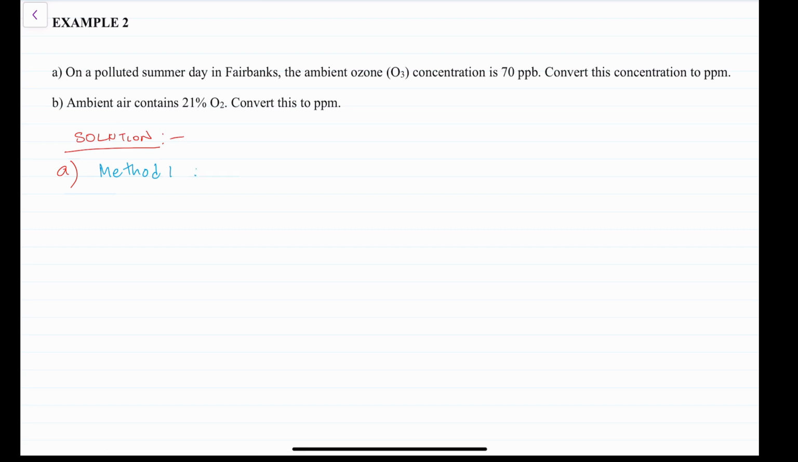So method 1, we have 70 ppb. So now let's consider this, that 1 ppm is 10 to the minus 6, 1 ppb, parts per billion, is 10 to the minus 9, and if you divide these two equations, then what does that mean?